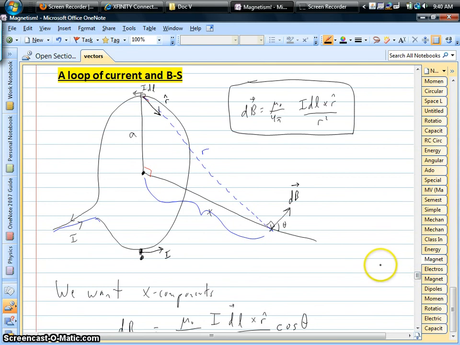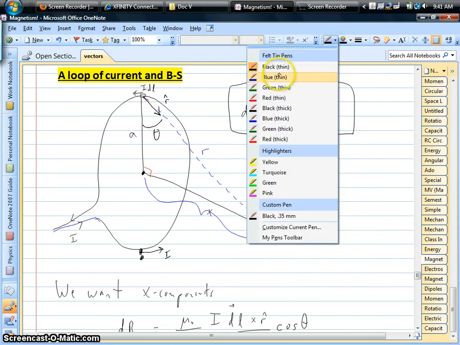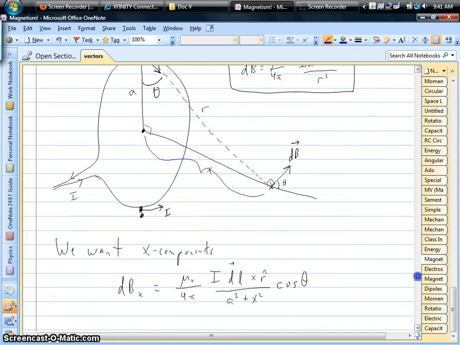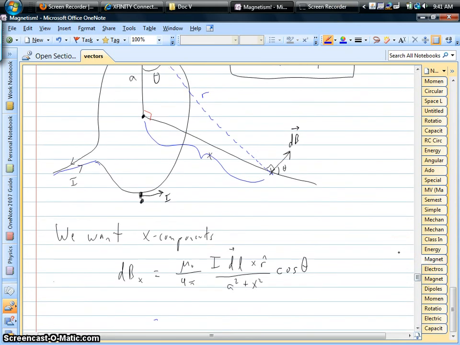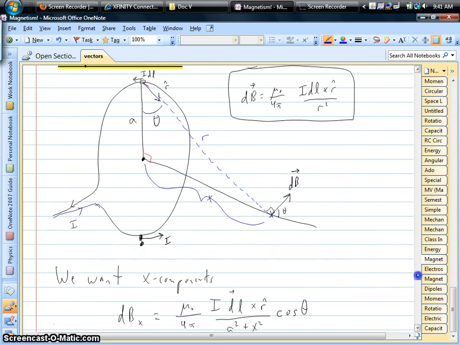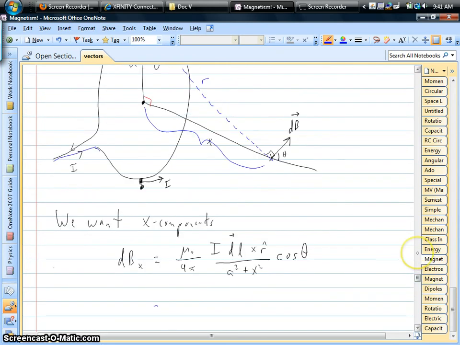Okay, so if we look at our big triangle, which angle is theta? It turns out that this angle up here has to be the same. You can prove it to yourself, do some geometry, but that's what our theta is going to be. And so I can substitute here for the cosine. We're going to substitute in a over r, adjacent over hypotenuse. Okay, so let me go ahead and do that.